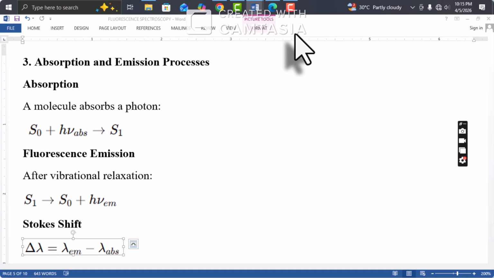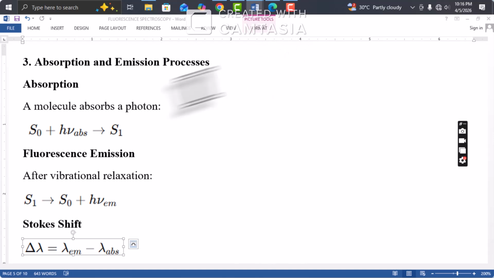So now the process for absorption, you can see S0 plus hν giving S1. So S0 is telling us that's the ground level, plus the energy, that's Planck's constant times frequency of absorption. So then it shows that the electron is excited to the S1 energy level.